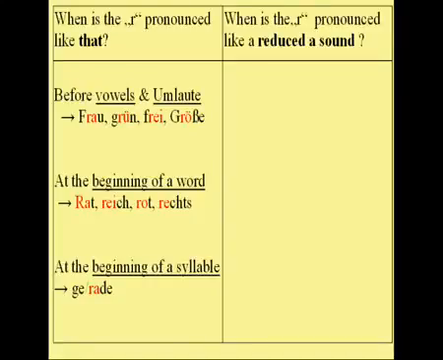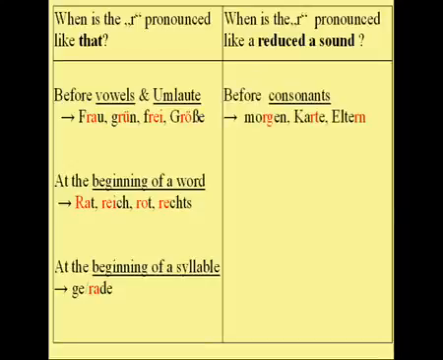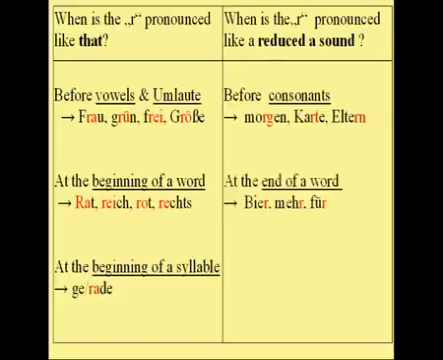The other way the R can be pronounced is like a reduced R sound, and it's pronounced like that before consonants, like in Morgen, Karte and Eltern. It's almost as if we replace the R with the reduced R sound, like A. So we don't say morgen, but we say morgen. So if I would speak in slow motion, I would say morgen. Not morgen, but morgen. So it's pronounced like a reduced R sound before consonants.